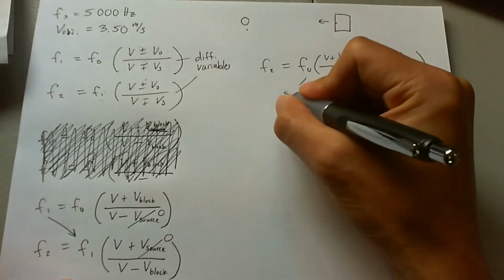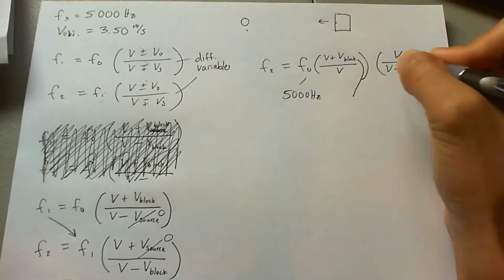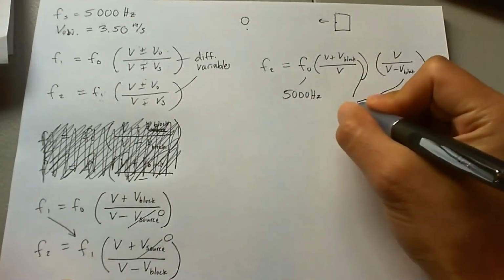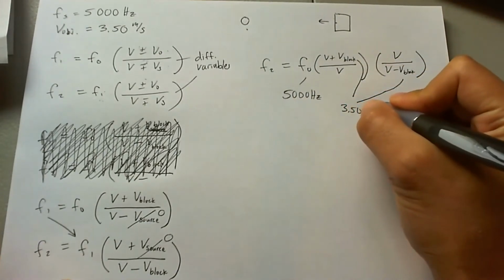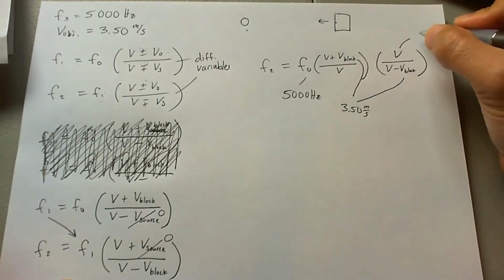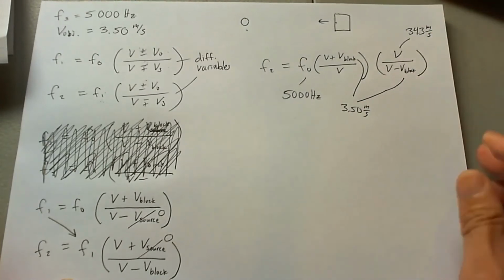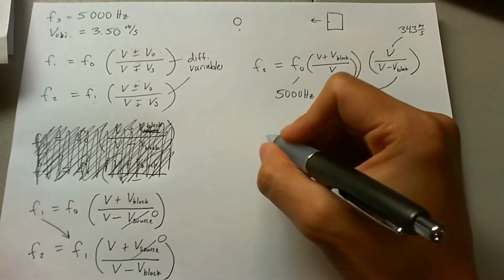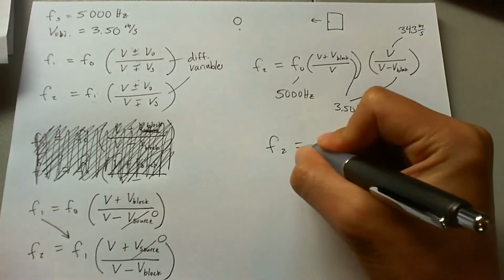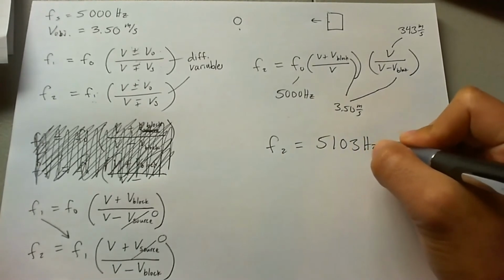The original frequency is 5,000 hertz. The velocity of the object is 3.5 meters per second. And the speed of sound in air, we're going to go ahead and say is 343 meters per second. Now, if you plug all this in, you get the final frequency as 5,103 hertz.